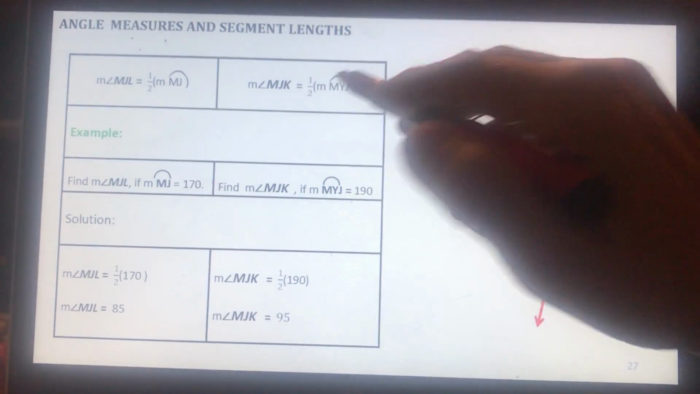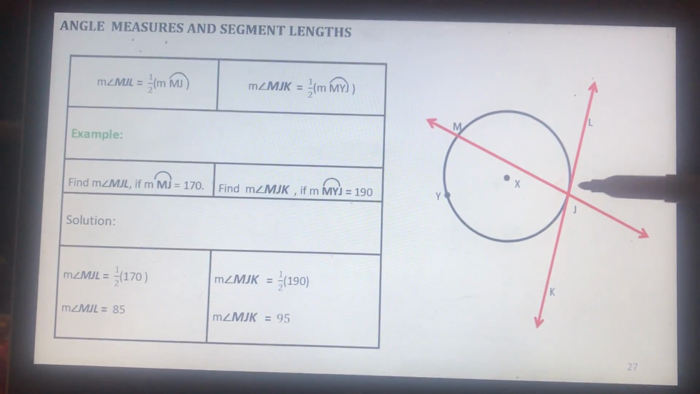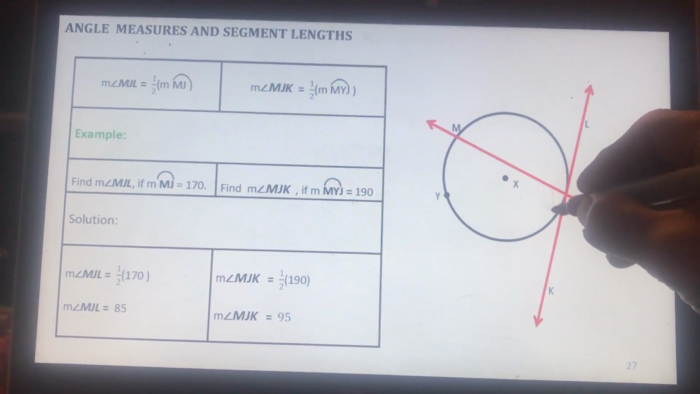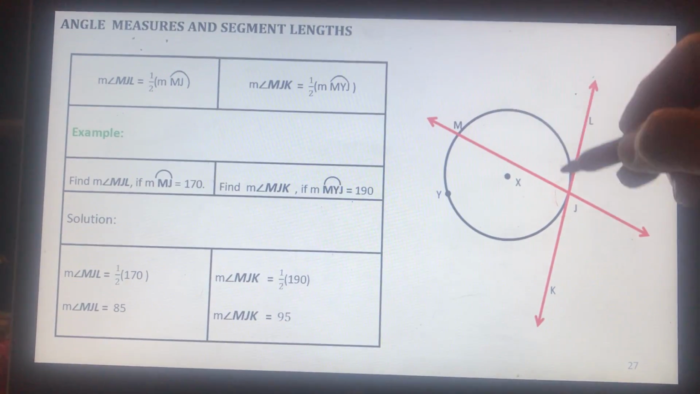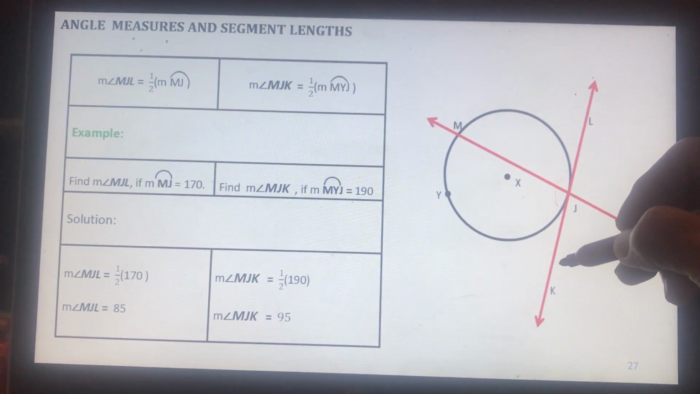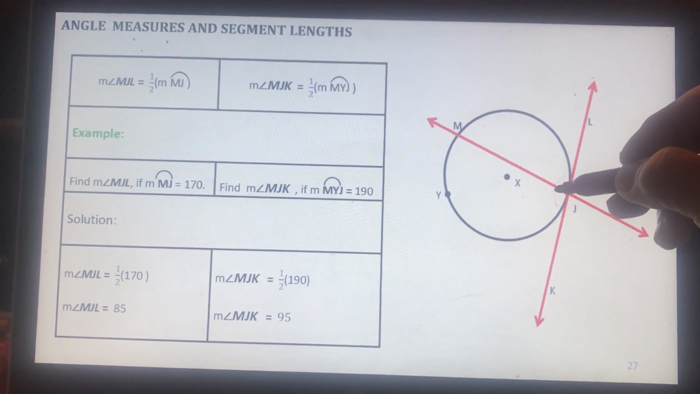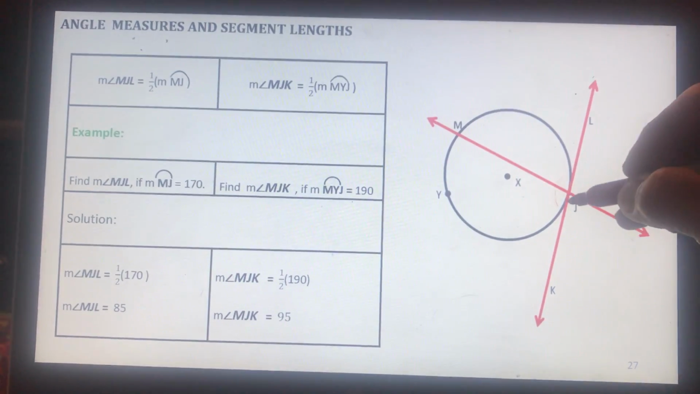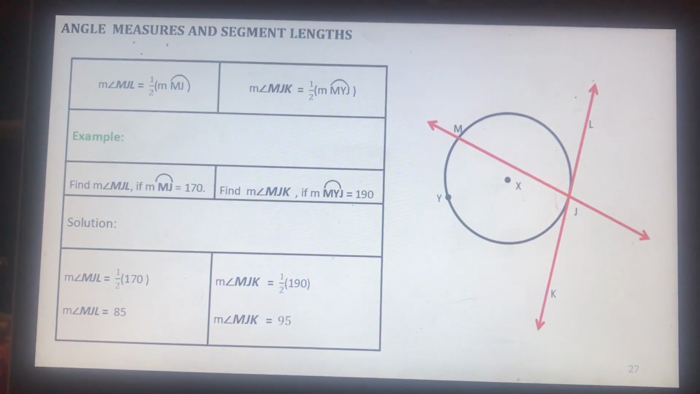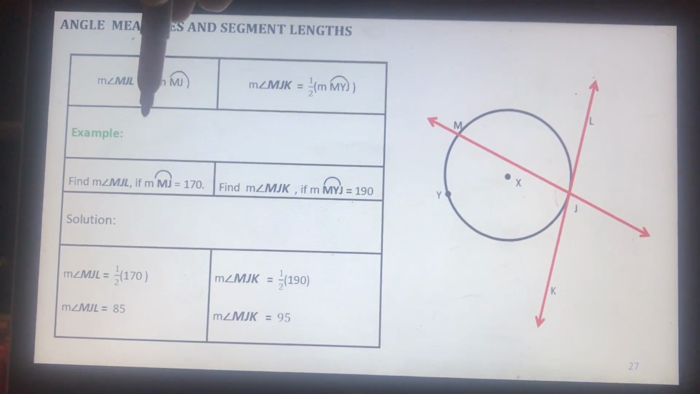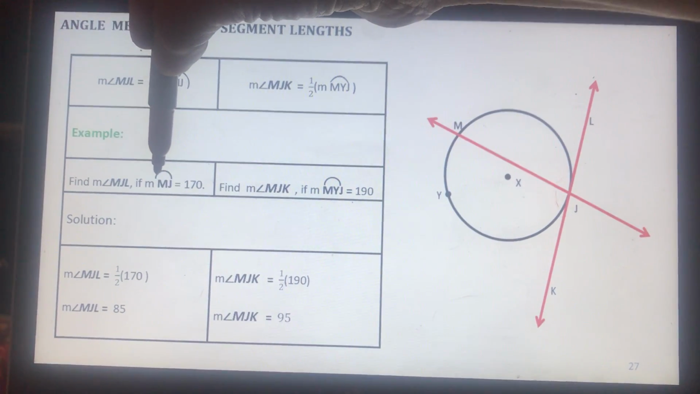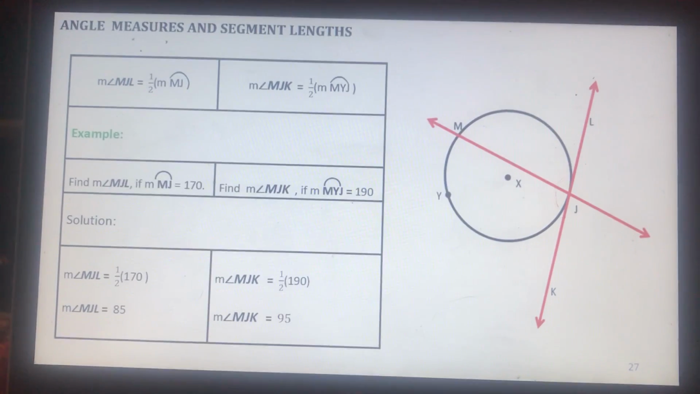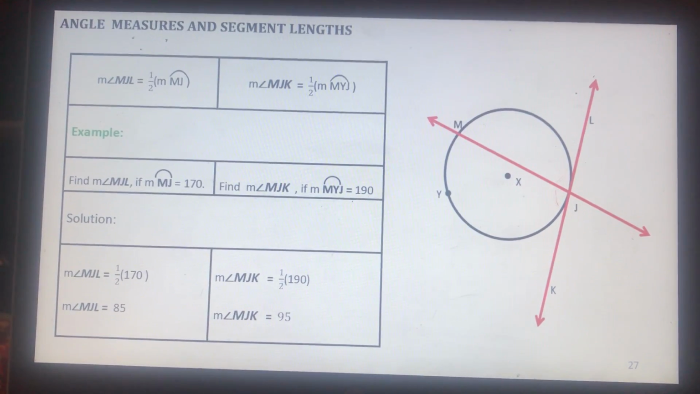The same thing would happen to the measure of angle MJK, which would be this angle. The measure of angle MJK would be equal to 1/2 times the measure of the arc it's intercepting, which is MYJ. So if we were assigned values, the measure of arc MJ would be 170, and the measure of arc MJY would be 190.